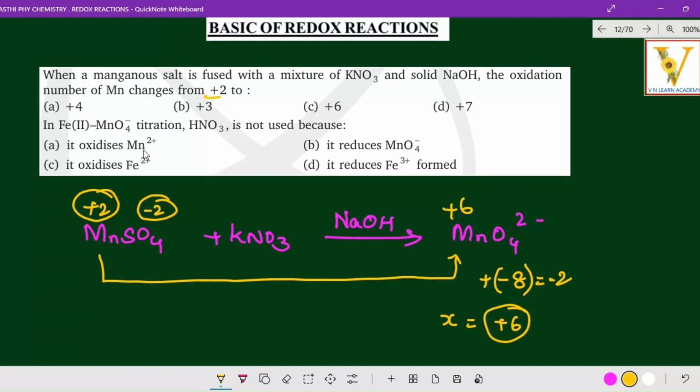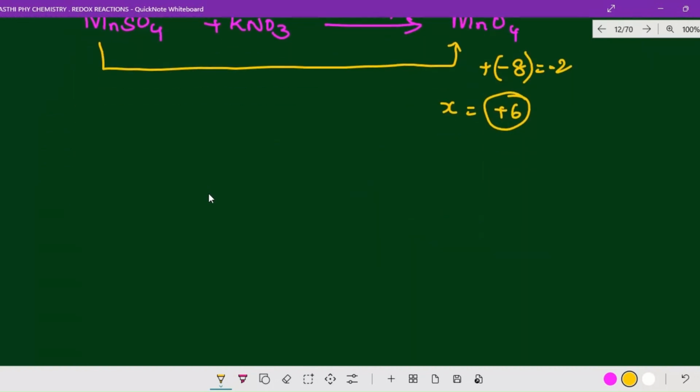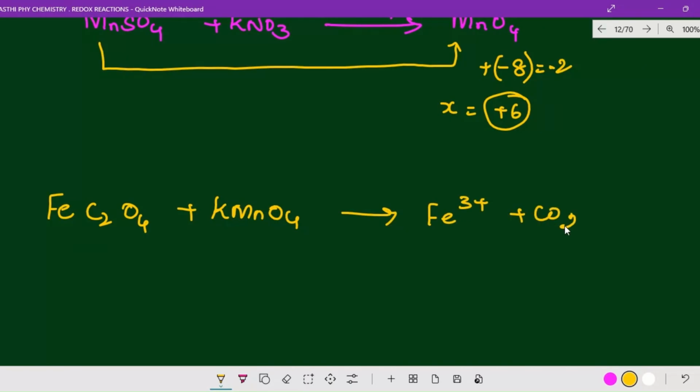It oxidizes Mn2 plus, it reduces MnO4 minus, it oxidizes Fe2 plus, it reduces Fe3 plus formed. Now let us write the equation so that it will be easy for us to understand. See here, Fe2 plus and MnO4 minus, this is the ionic equation. FeC2O4 plus KMnO4, this is the equation, right? And here you are getting Fe3 plus and CO2, and here Mn2 plus.